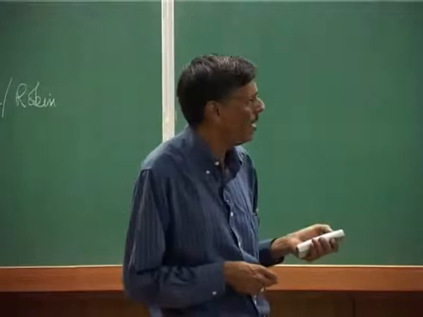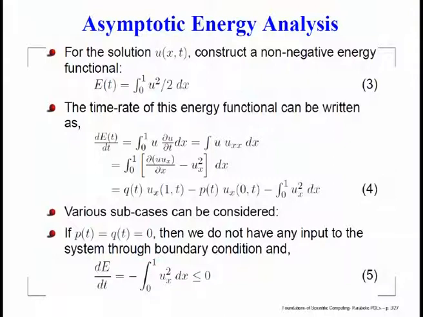So, if I have a quantity which is non-negative, I want to find out how this quantity changes with time. So, what we did was simply differentiate it with respect to time, then we get u del u del t, and since del u del t is equal to u x x from the governing equation, I can write this and then do this bit of manipulation. You get a perfect differential in the first part minus u x square. So, I can integrate this part, that will be u u x at 1 minus u u x at 0. So, those are those two parts of the solution, and the last one is simply minus u x square dx.